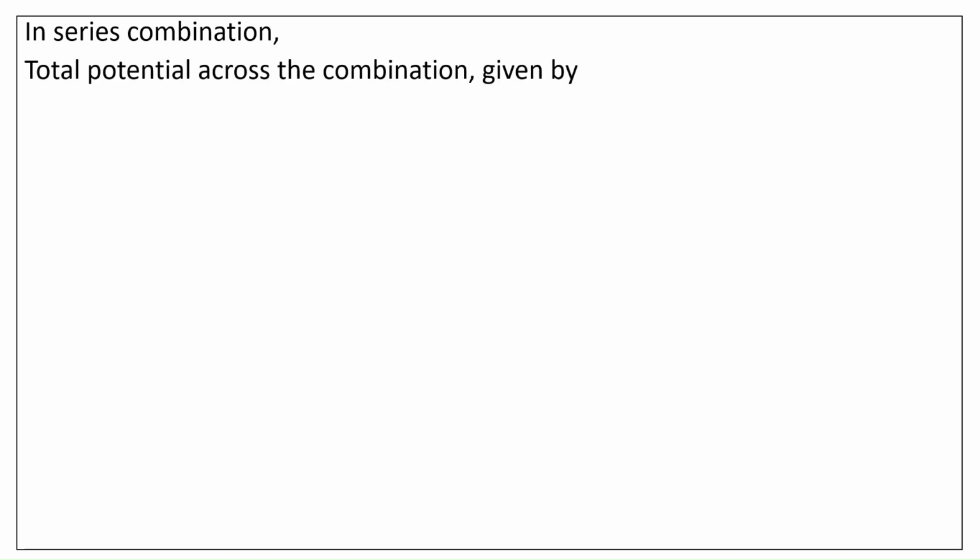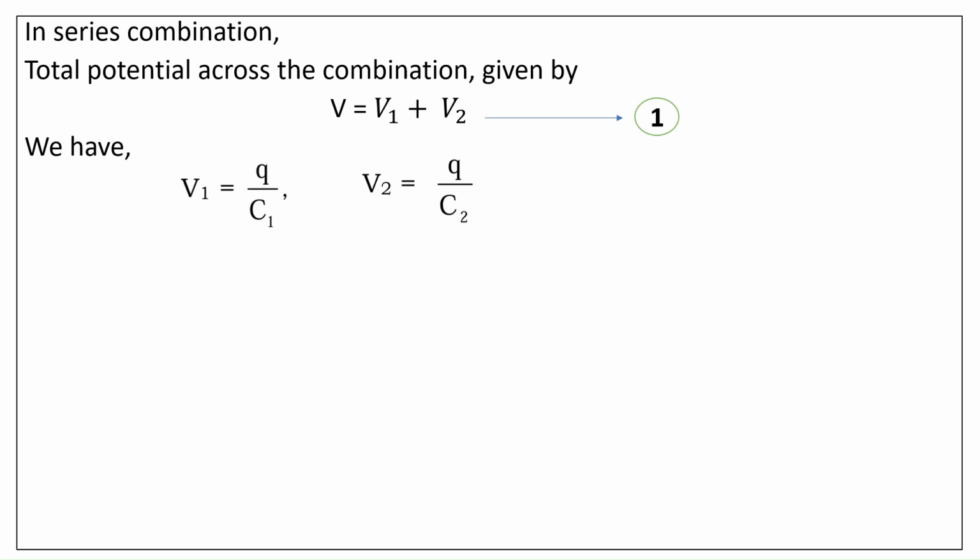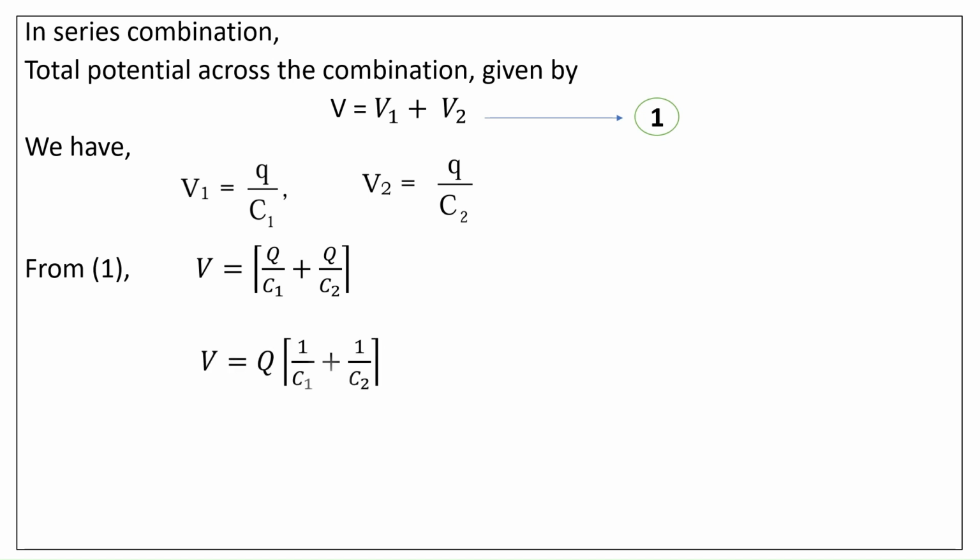In series combination, total potential across the combination given by V is equal to V1 plus V2. Mark as equation 1. We have V1 is equal to Q by C1. V2 is equal to Q by C2. From 1, V is equal to Q by C1 plus Q by C2. On taking Q common, we get V is equal to Q into bracket 1 by C1 plus 1 by C2.